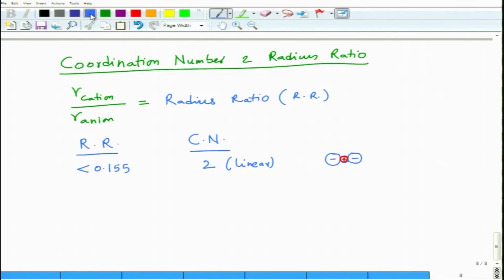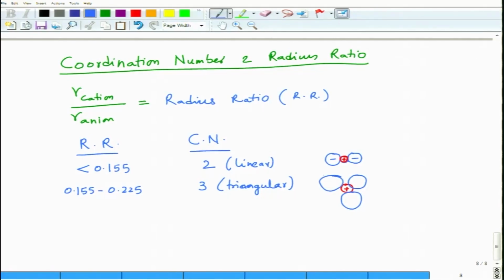Second guideline is between 0.155 to 0.225. So when the cation to anion radius ratio is between 0.155 to 0.225, then you tend to have a threefold or triangular coordination. So in this manner, first make a cation. This is the cation I have, and one anion would be here, another anion would be here, and the third anion would be here.